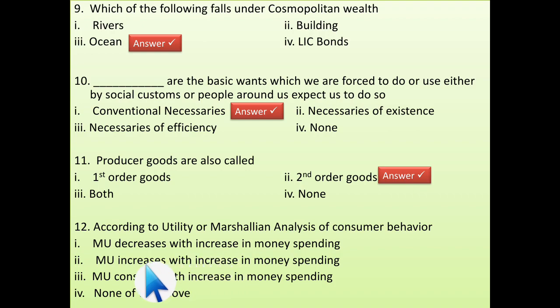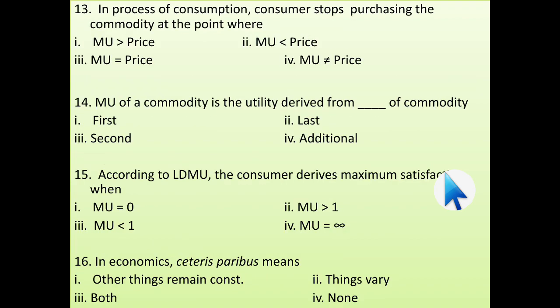Next question is, according to the utility or Marshallian analysis of consumer behavior, marginal utility of money decreases with increase in spending, increases, constant, or none of the above. What will be the answer? It will be constant. Repeatedly I am mentioning the assumption that marginal utility of money is constant. Okay. Next question is, in the process of consumption, the consumer stops purchasing the commodity at a point where marginal utility is equal to price.